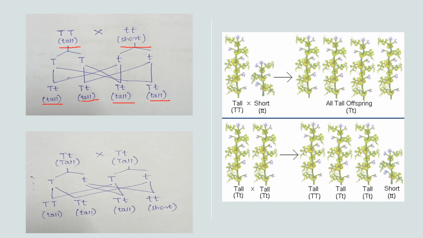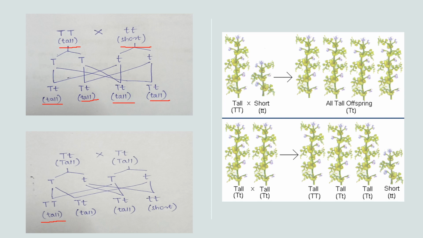In the second experiment, he crisscrossed the offspring tall plants with a genotype of capital T and small t, which resulted in the following offspring. The tall plant had genes capital T, small t and capital T and small t. The capital T of the first tall plant combined with the capital T of the second tall plant, resulting in a tall offspring. This was similar in both phenotype and genotype to the parent plant.